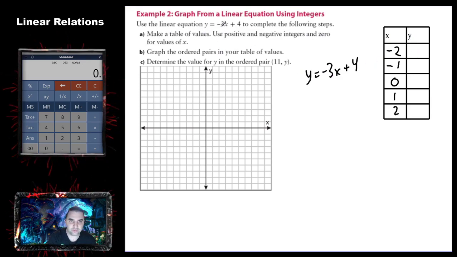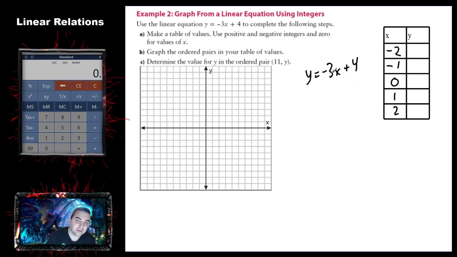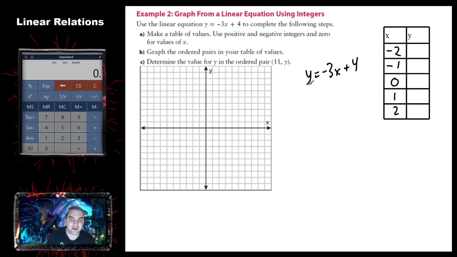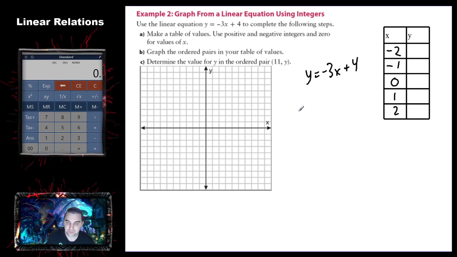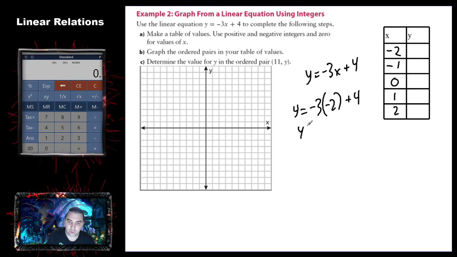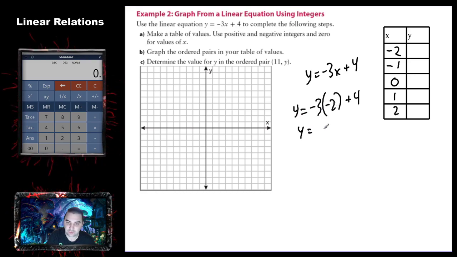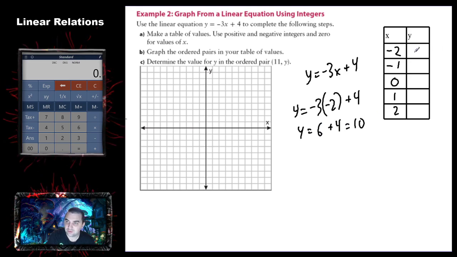So we're making a table of values. The way that I'm going to do that is I choose an x value I want to test, substitute it in, and see what my y value is going to be. So I put in an x, and then out comes a y. Let's try that idea out. We'll try it first with the -2. So I've got y is equal to -3, and I'll put -2 in for x, and then plus 4. So here we go. -3 times -2 is positive 6, plus 4 is equal to 10. So my y value here would be 10.